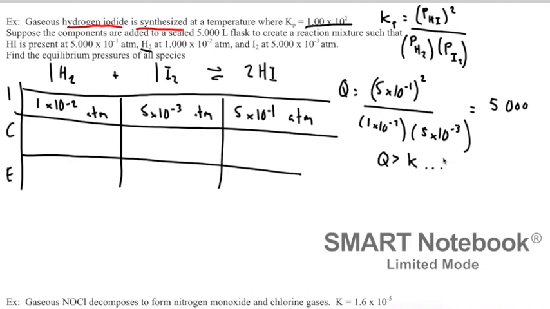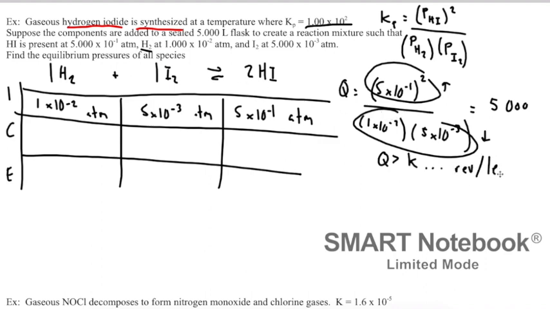So what's going to happen when your Q is too big? When my Q is too big, that means that this number up here is too big and this number down here is too small. So I need to reverse that. I need to decrease the product, increase the reactants. I'm going to favor the reverse reaction. In other words, the system is going to proceed to the left.